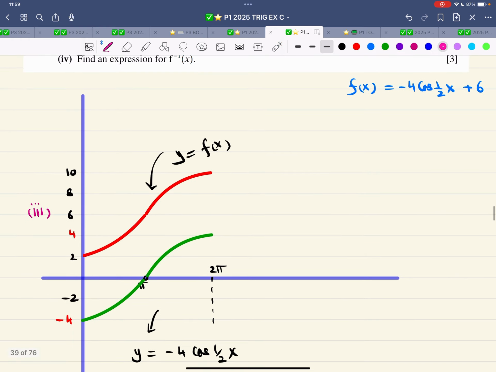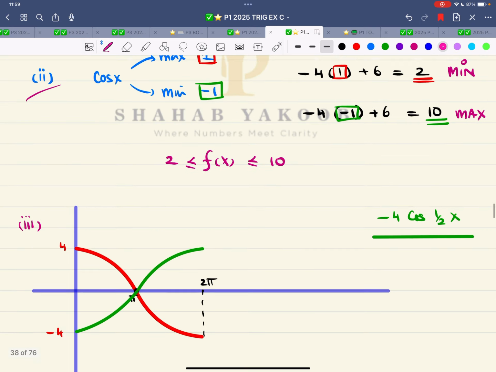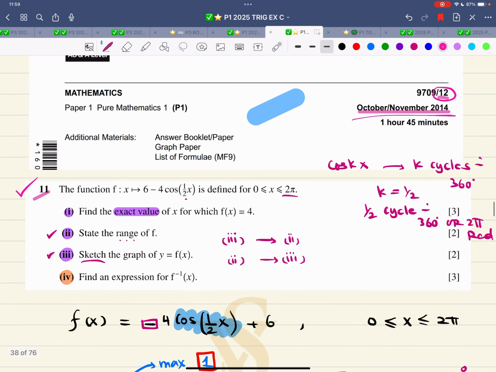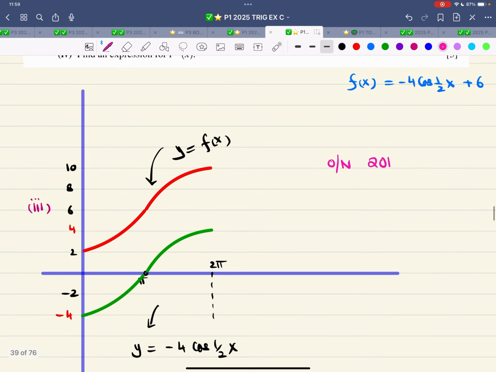So do double check this thing out. This is October, November, I think 2014 variant 1-2. So this is just uploaded yesterday. So do double check it out and just take care of this.